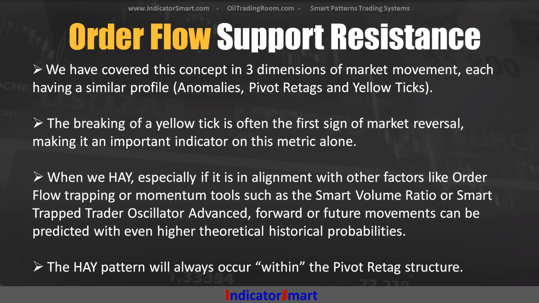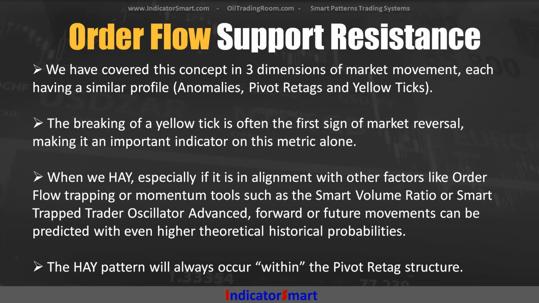So we've covered all this in 3 dimensions: anomalies, pivot retags, and the yellow ticks. The breaking of a yellow tick is often the first sign of market reversal, making that an important indicator on that metric alone. And when we've got the hook a yellow pattern, especially if it's in alignment with the other factors or other metrics and tools that we use, future movements can be predicted with even higher theoretical historical probabilities.